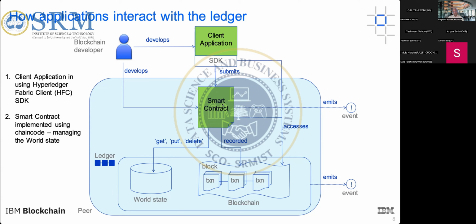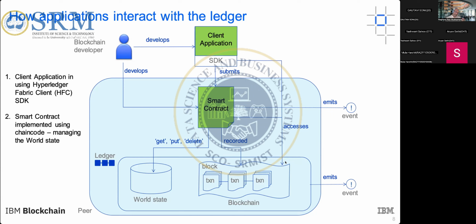Again, the smart contracts in Hyperledger are written in chain code. They call it chain code. Of course, you can use different languages to write chain code. So basically, you can deploy the smart contract onto the Hyperledger Fabric blockchain, or you can also write client applications which can submit transactions. For example, in this case, the application is directly submitting the transaction.